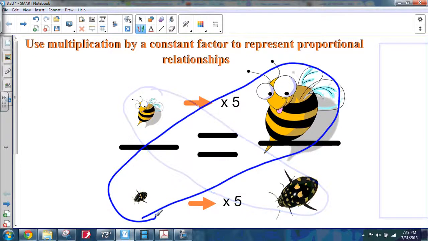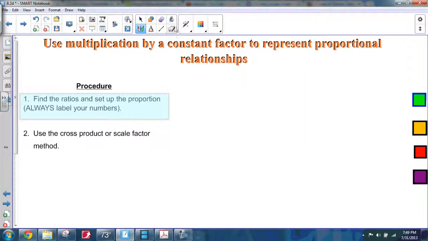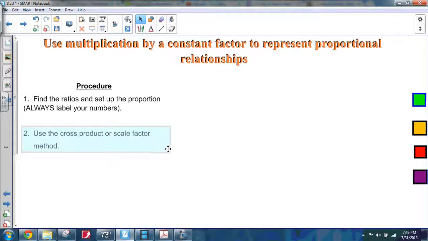The scale factor and cross product method can also be used to find missing information or to form equations to solve. So, let's use these characteristics to help us solve problems that involve a proportional relationship. Let's look at our procedures. The first one says, find the ratio and set up the proportion. Always label your numbers. And number 2, use the cross product or scale factor method. Whichever method is easiest for you is the one that you should use.